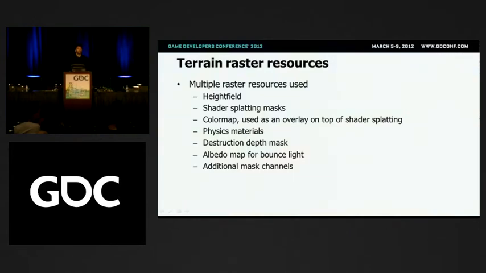Much of this talk will be about the various rasters and how we deal with them in the engine. So I thought I'd just enumerate them all for you. We have, of course, the height field. We have the masks used for the shader splatting algorithm. We have a color map that artists can use to tint the terrain in a global fashion. We have physics material and destruction depth. There is also an albedo map for bounce light. And finally, some additional mask channels that you can use arbitrarily in your shader if you want to, for instance, do more classical texture splatting within the engine.